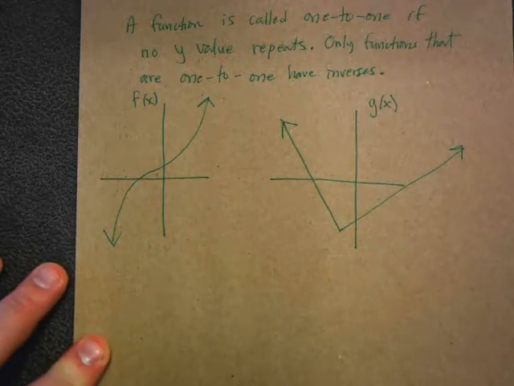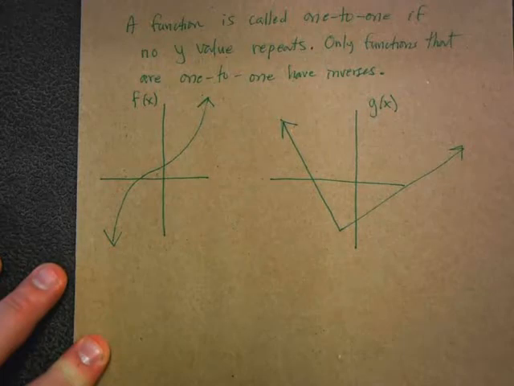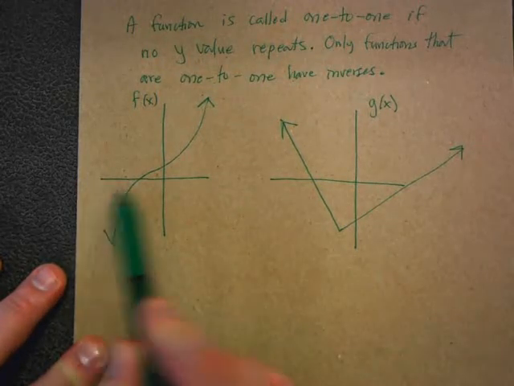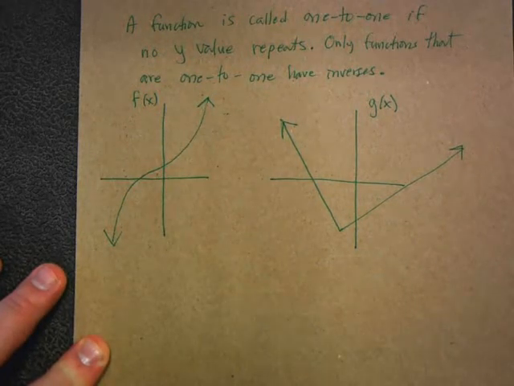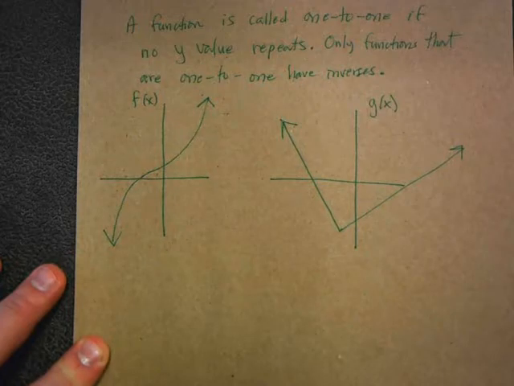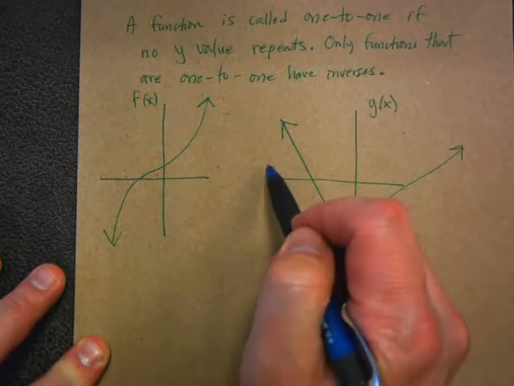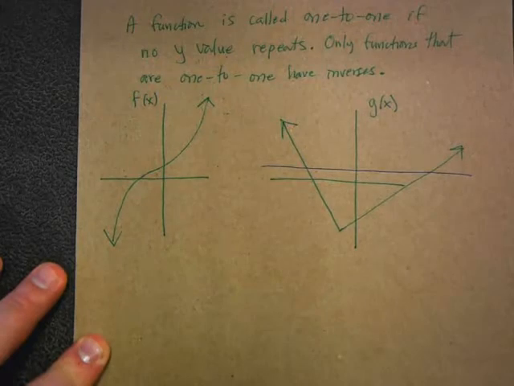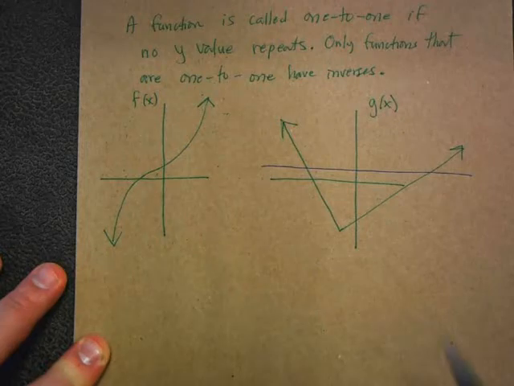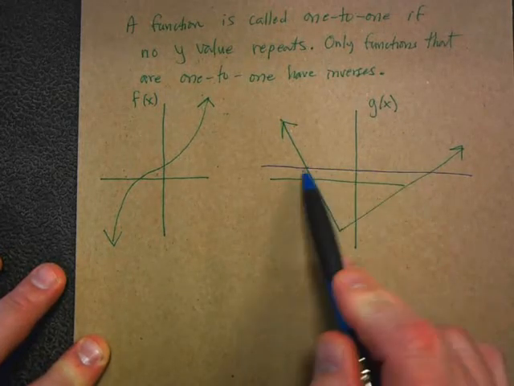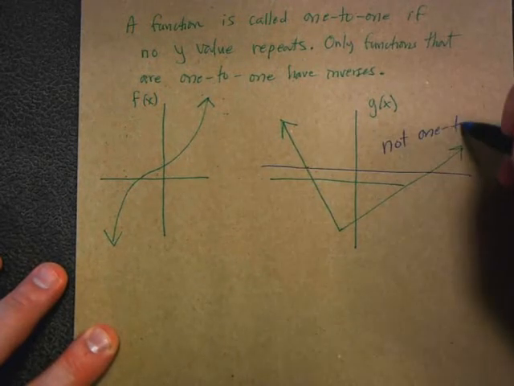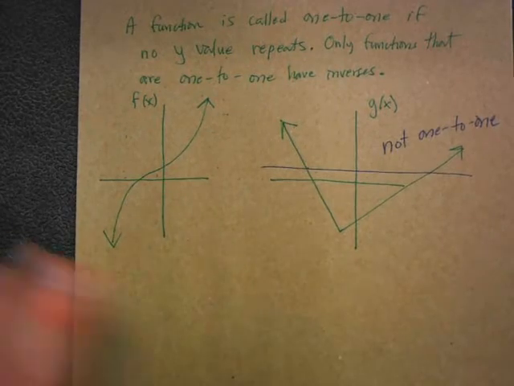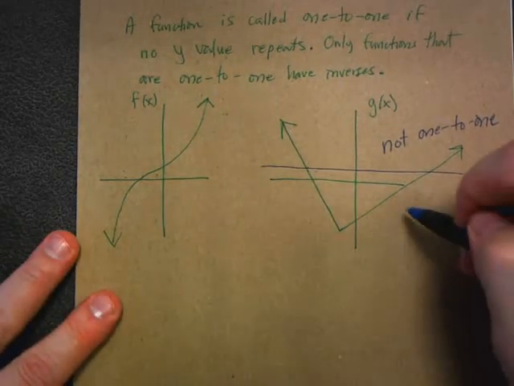To tell if it's one-to-one, we do the horizontal line test. So for this first function, if I were to draw any horizontal line anywhere, how many times would it hit that graph? Just once. So this one is one-to-one. However, for this function g of x, I can draw a horizontal line, maybe right there, and how many times does that one cross? Twice, which means we have a y number repeating. So this one is not one-to-one, which would mean this one does not have an inverse.